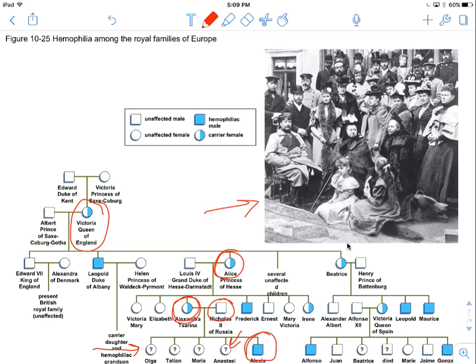And you'll see it pretty much always occurs in boys, and it's passed on from a carrier mother to her son. Carrier mother to her sons. Twice. Okay, carrier mother to her sons. Okay, mother, son. Okay. All right.